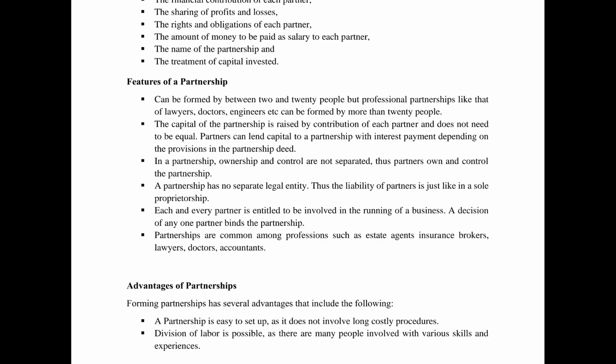A partnership has no separate legal entity, and each and every partner is entitled to be involved in the running of the business. As long as you're a partner, you can be involved in the running of the business. This is a bit different from these other systems. Do you think there are some advantages of running such a business system? The question to the class.